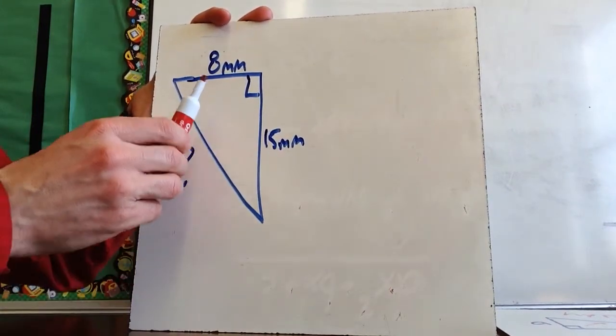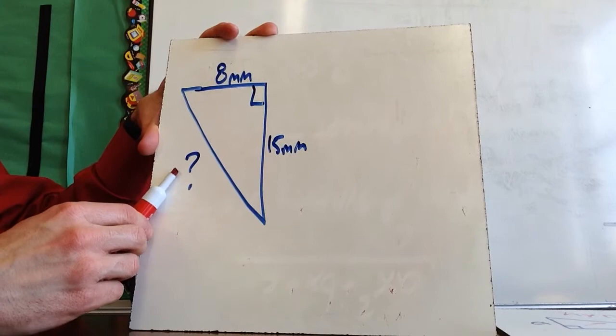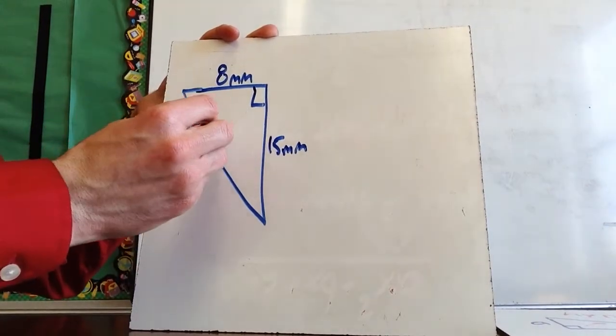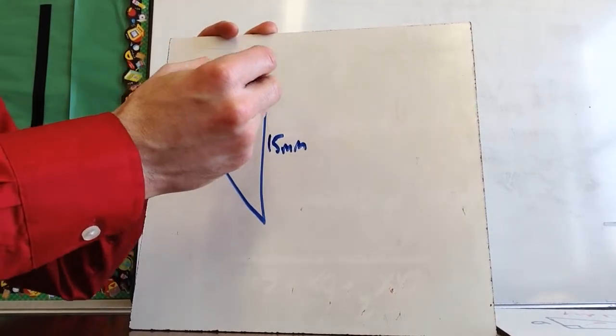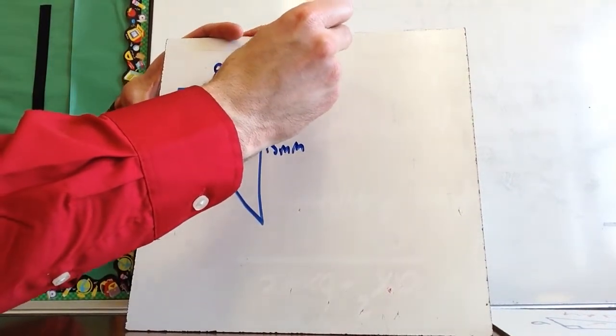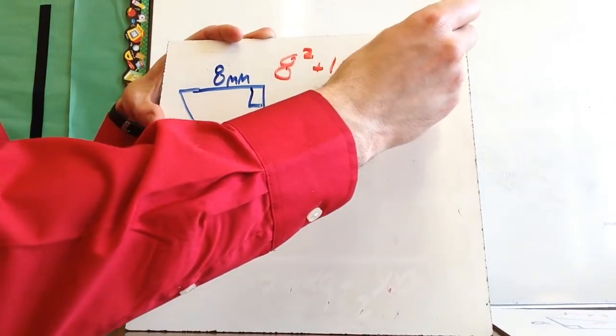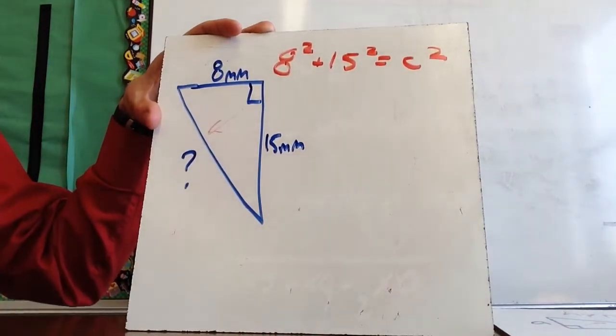So you've got a right triangle, 8 millimeters here, 15 millimeters here, and I want to find the length of this. Keep in mind that is the hypotenuse, so this would be a squared plus b squared equals c squared. So in other words, I'm going to go 8 squared plus 15 squared equals c squared.